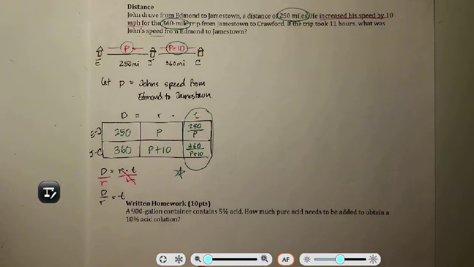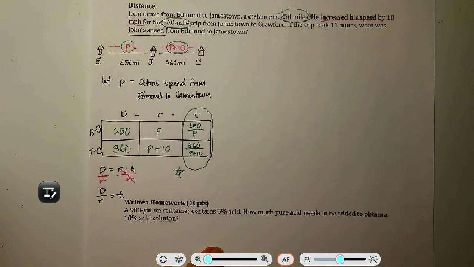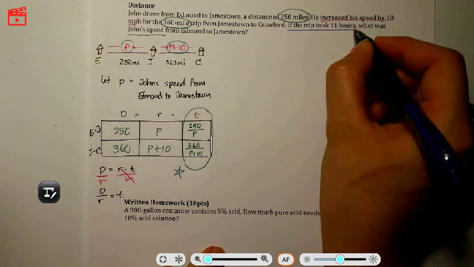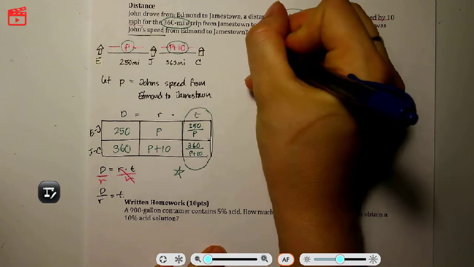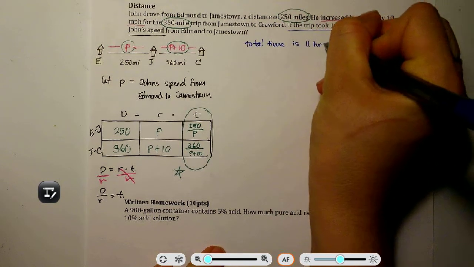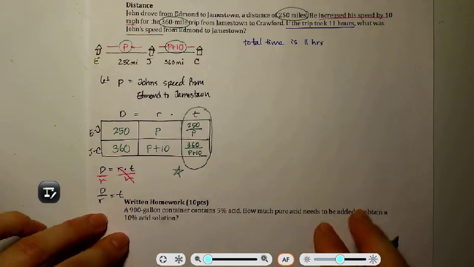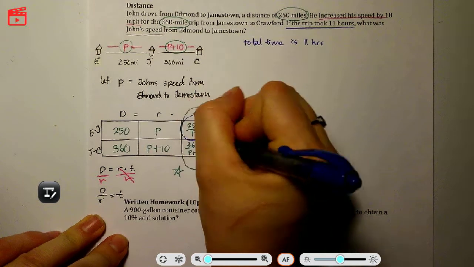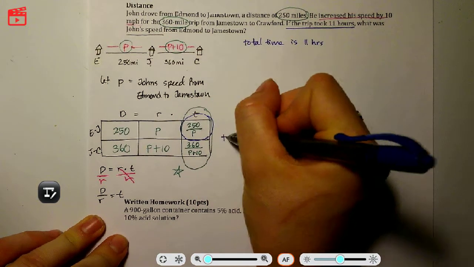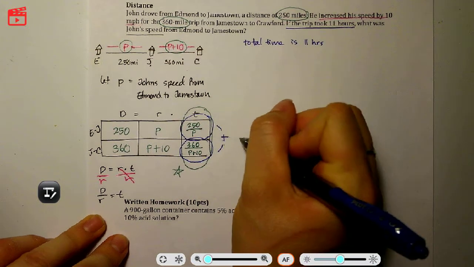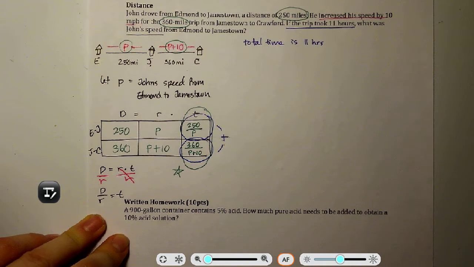So, how do we put together an equation? What other information do we have that we have yet to use? If the trip took 11 hours. Okay, we haven't used that yet. So we know the total time. So total time is 11 hours. Well, that means that the time it took to get from Edmond to Jamestown, plus the time it took to get from Jamestown to Crawford, those two should equal 11 if I add up the total times.